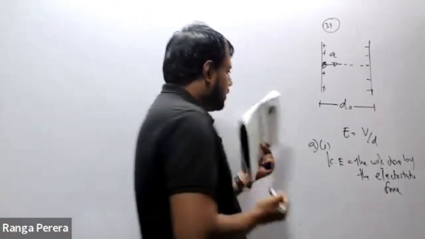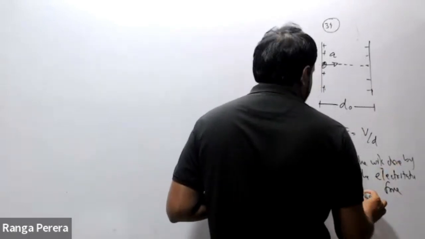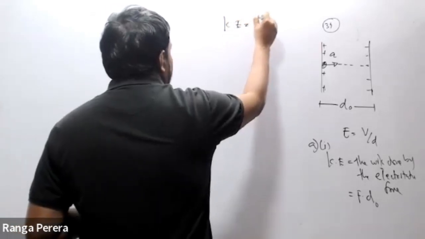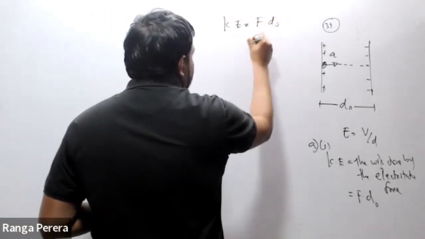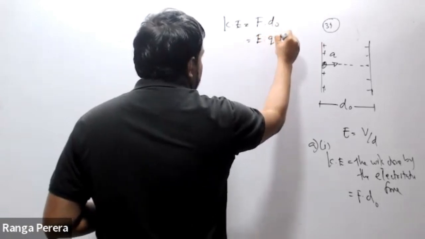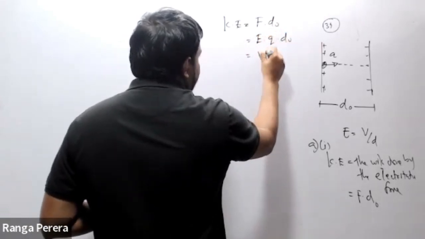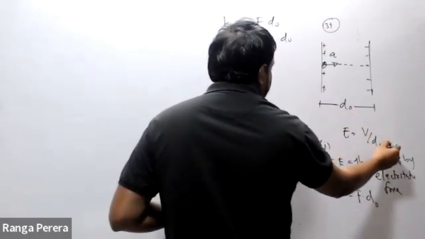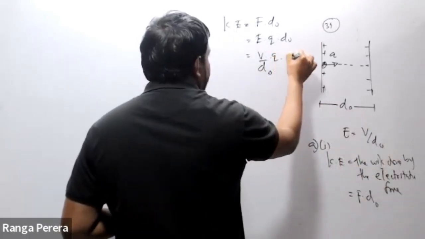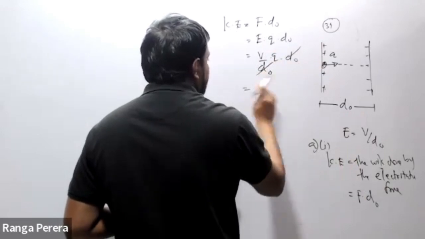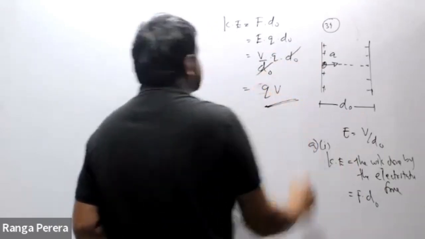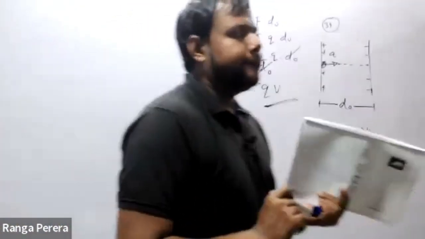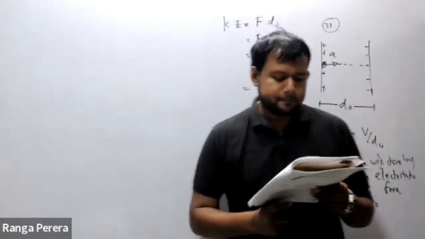Right. The work done equals the force F into D naught here. The kinetic energy equals F into D naught. What is F? It is equal to E Q into D naught. What is E here? It is V divided by D naught, voltage divided by D naught. E here, Q into D naught, D naught cancels. Q V. The kinetic energy is given by Q V. Under the voltages lesson, we will discuss that.